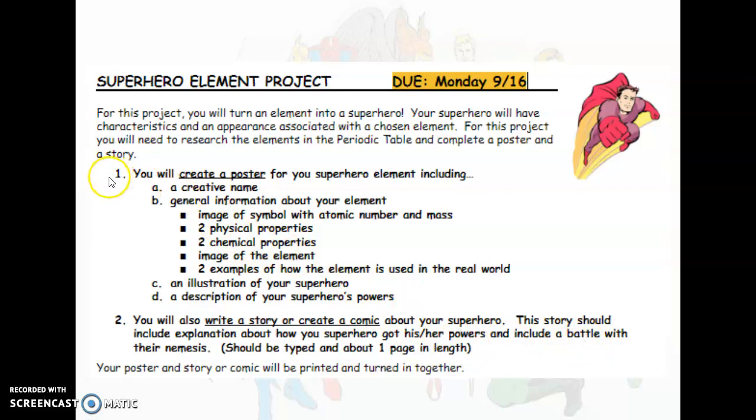Next Monday, you will turn in both the poster and your creative story or comic strip together. Please keep in mind as we go forward, you will get all day in class on Tuesday to work on this assignment. And then you will get some time either Wednesday or Thursday this week, because half of you will be working on lab and the other half will be working on this project. So keep in mind you will be given about a day and a half in class time to work on this. The rest will need to be completed outside of class.